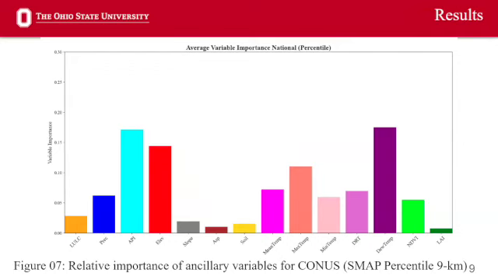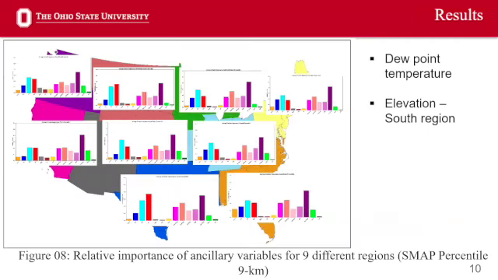So here the figure is showing that dew point temperature is the highest, and then the API, antecedent precipitation index, and then the elevation. But we can see that the temperature variables like minimum, maximum, and mean also have a considerable amount of influence. And the next one is, again, the dew point temperature is the highest for all the 9 regions except the South region. For the South region, elevation is the highest one.